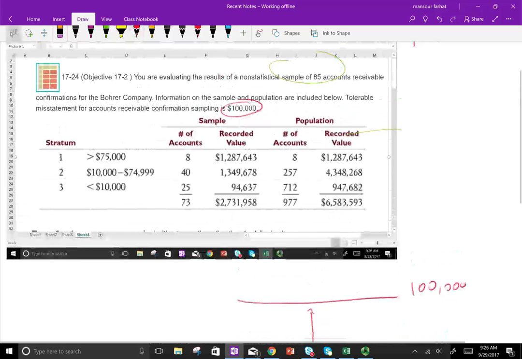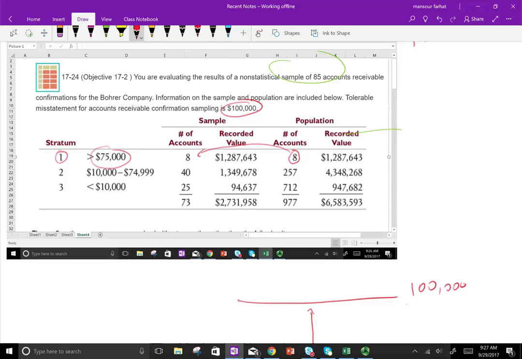Okay, so what we do in this example, we are going to stratify our population. The first stratification is going to be any account above 75,000, and in those accounts we have 8 accounts, and we're going to sample the whole 8 accounts. That's why, those accounts are large numbers. They are important. Therefore, we're going to sample everything.